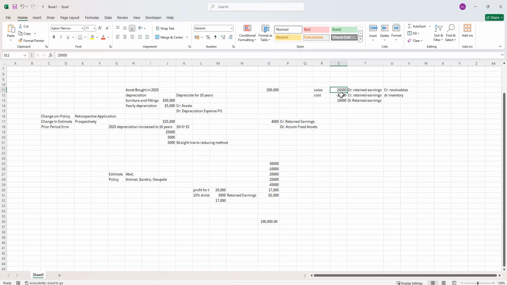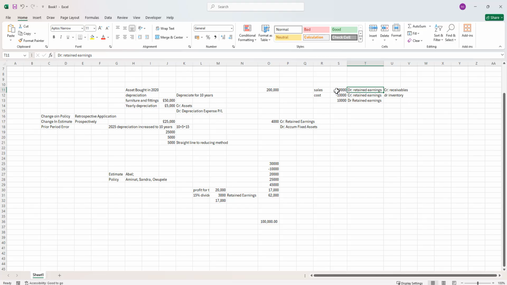So we are doing what is called the retrospective application. And don't forget that because our book has been closed, we have to only look at everything in the balance sheet and nothing in the P&L again, because that account has been closed. Sorry, not receivables, retained earnings. So what do we do? We then debit what? Retained earnings. I'm just showing you this as a breakdown.